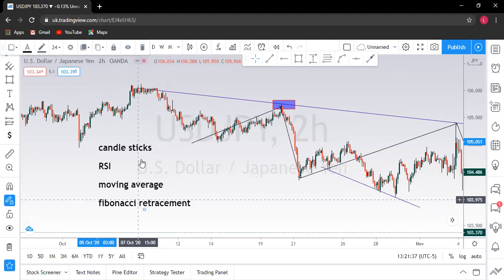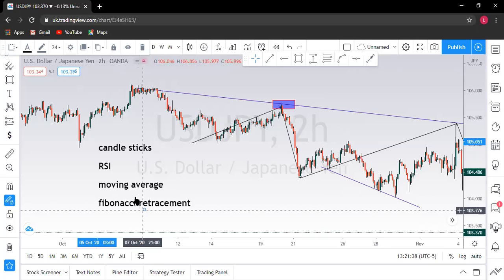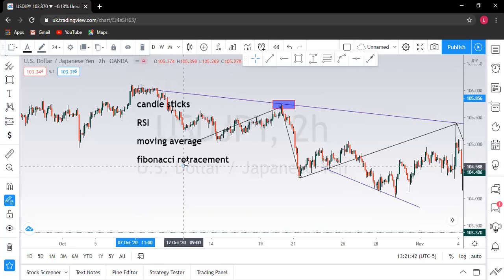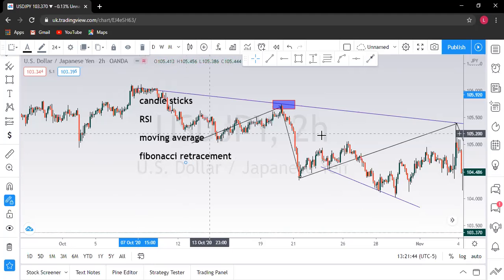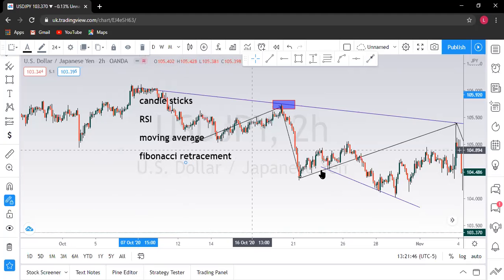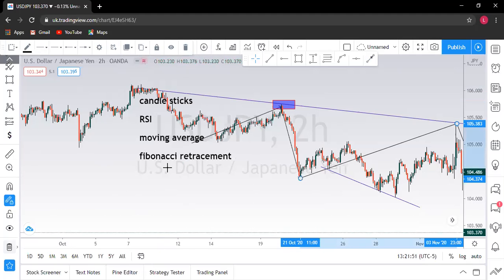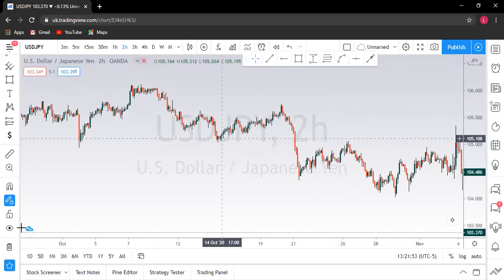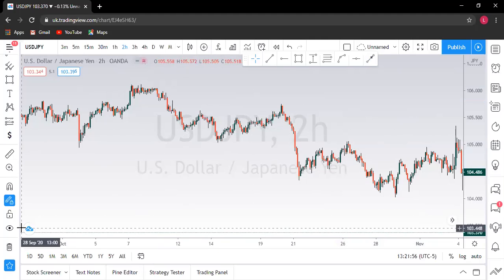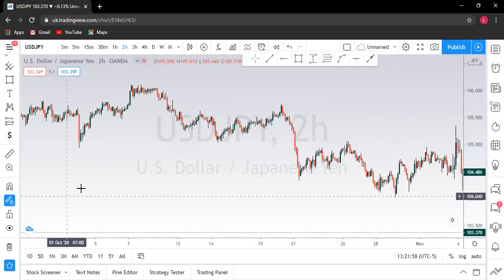So let's talk about RSI. RSI means relative strength index. It is an indicator, and this is how people make use of it. Let me show you how people make use of it. Let me delete all these things first. Then what did I do? What did I do now?